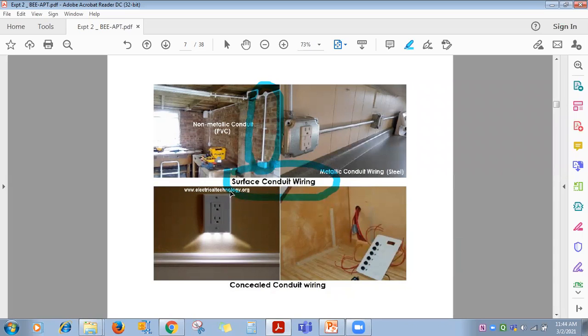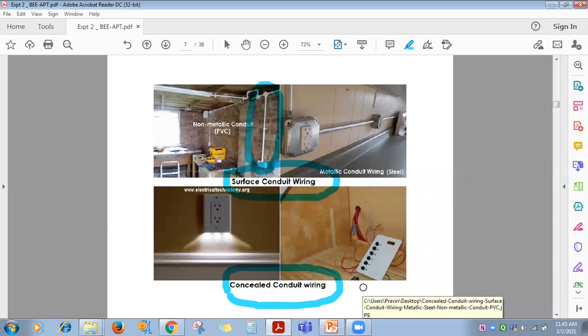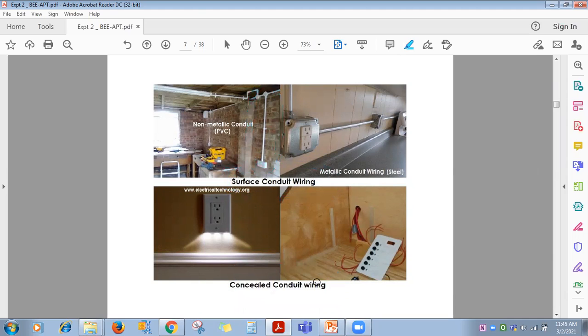Wherever appearance doesn't matter, you can go for surface conduit wiring. If wires are passing through some pipe and that pipe is buried under wall plaster while doing construction, then that comes under concealed conduit wiring arrangement. Nowadays, wherever appearance matters, like residential, commercial, industrial areas, malls, shops, you will find concealed conduit wiring arrangement is used. Wherever appearance doesn't matter, you can go for surface conduit wiring arrangement.